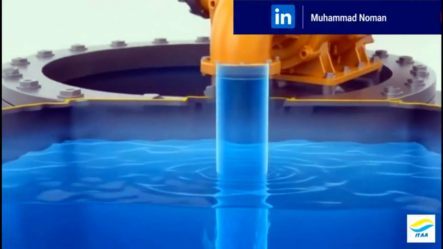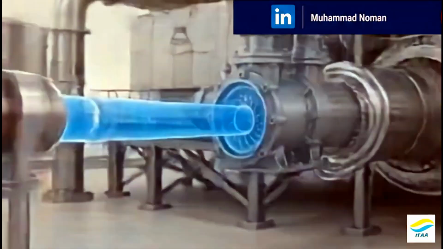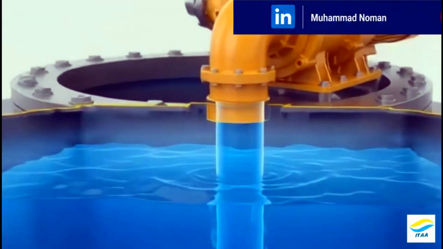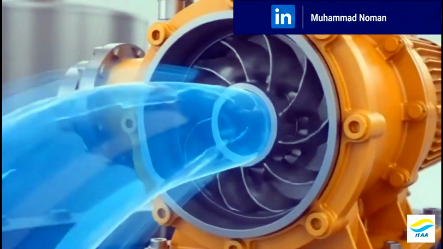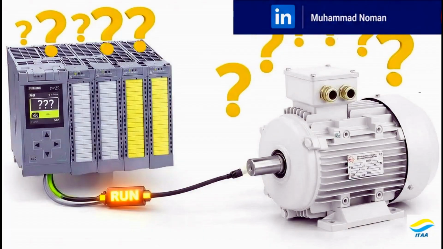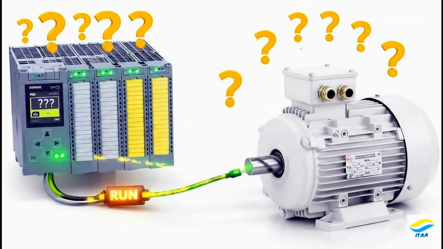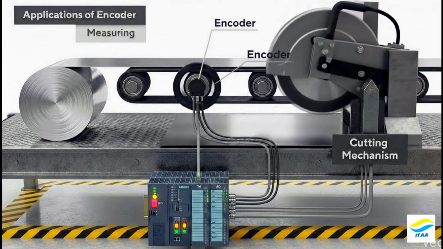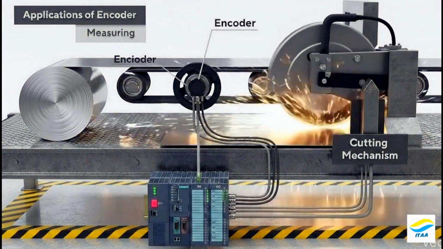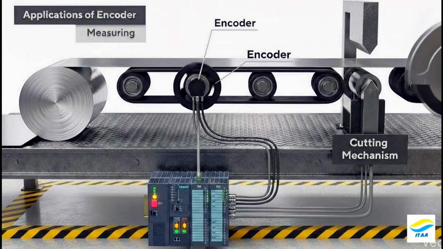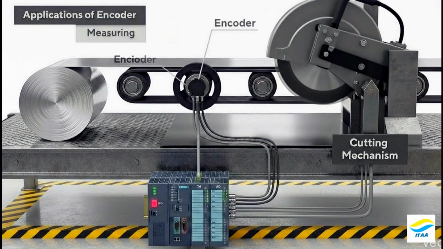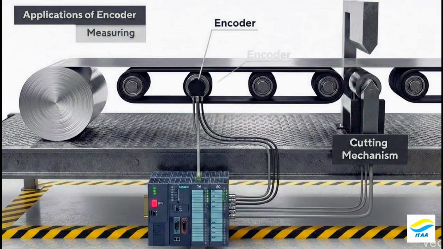You set a speed. How do you know it's actually running at that speed? That's the encoder. It gives you real-time feedback so that the system can adjust and stay accurate. Now imagine cutting material to a specific length. The encoder tracks how far the material moves. Once it reaches the right distance, the machine cuts. Simple and precise.